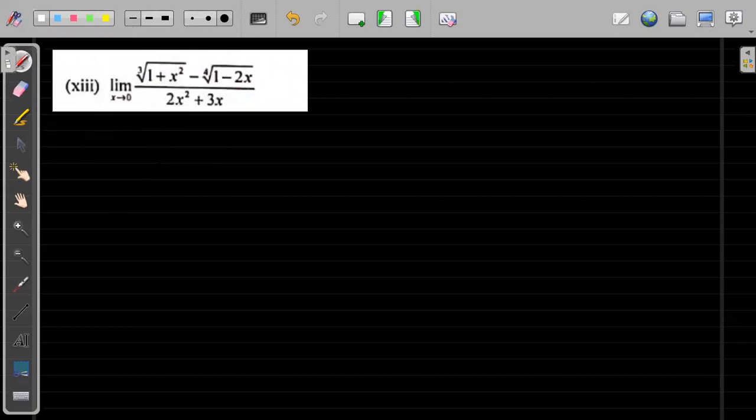This is 0 by 0 form, so we can differentiate. The differentiation of the numerator is easy, and for the denominator we just have to differentiate once or twice. That will give us the answer. So tell me what the answer is using L'Hopital's rule. Differentiate the numerator and the denominator: d by dx of the numerator, d by dx of the denominator.